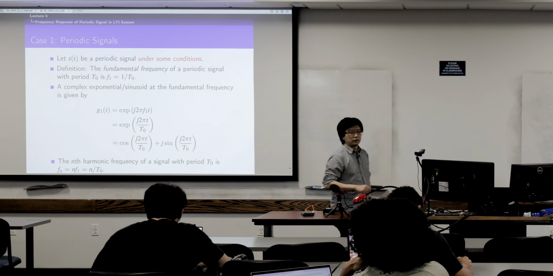Yes. To the j 2 pi t over T naught. Why is the j still inside the argument in the cosine and sine? Right. Oh, this is a typo. Very good question. Yeah, remove it. So it's a typo, we don't have j there. Very good. Thank you.